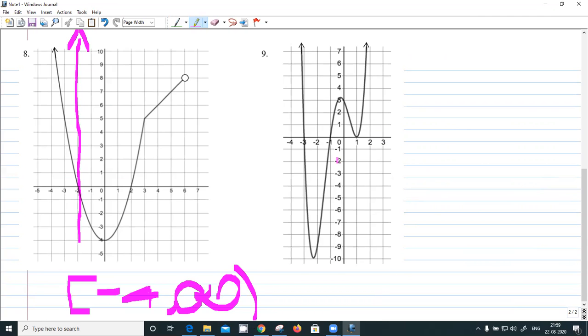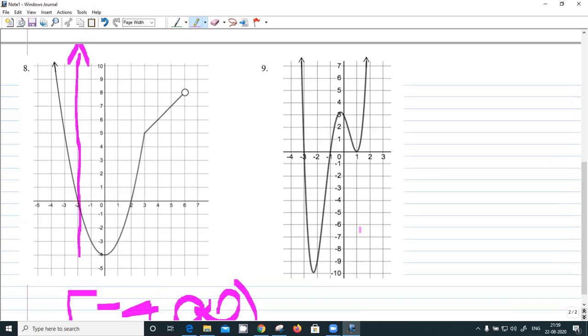This one, 9. Negative infinity comma infinity for domain. It's the full line, traveling on both ends. And then my range would be in the square brackets -10 comma infinity. Yes.